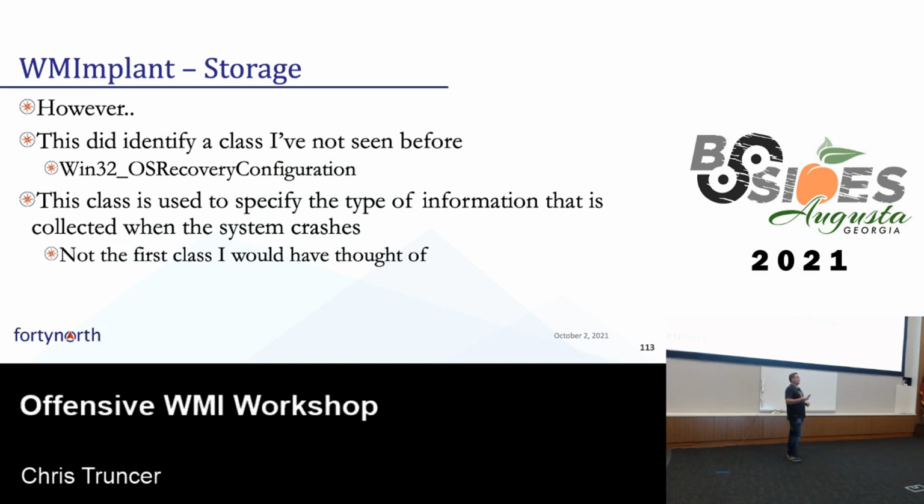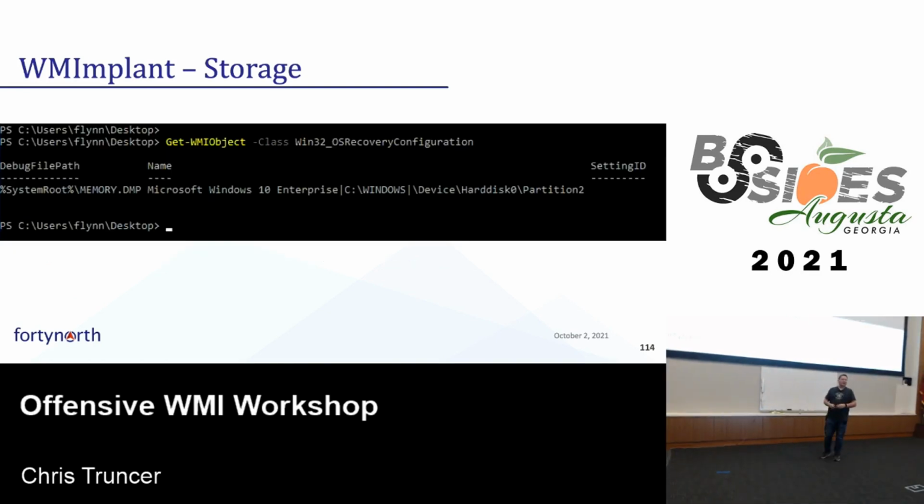It did identify a class, though, that I'd never seen before, and it was the Win32_OSRecoveryConfiguration class. I'd never heard of this. This is the class that's used to specify the type of data that's collected and where it's saved to when your system blue screens and when Windows crashes. I never would have thought of this. Here's a representation of it. We're calling Get-WmiObject on it. It has different properties like debug file path, name, setting ID, and there's a lot more that's just not shown when we output the results here.